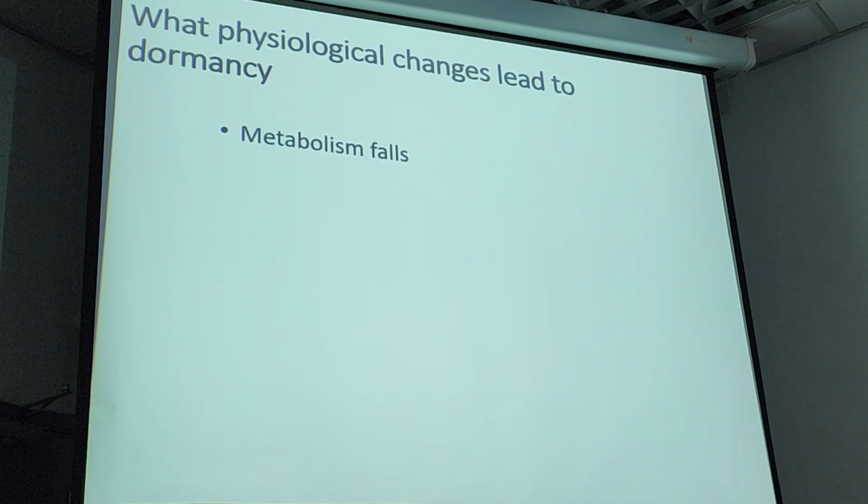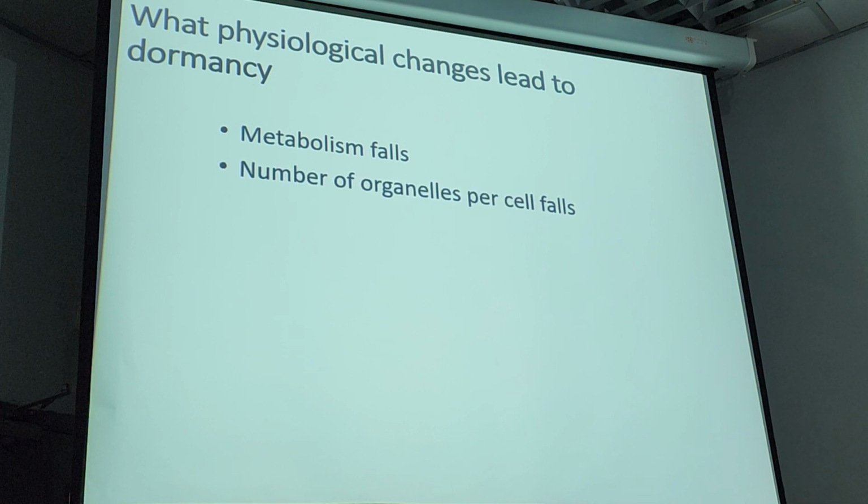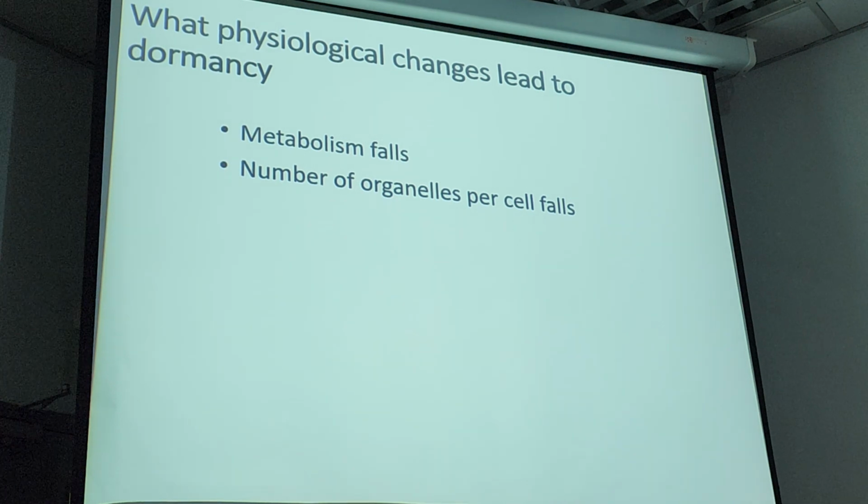Okay. So physiologically, what changes lead to dormancy? Metabolism falls, because there's a lack of oxygen there. The number of organelles per cell falls. Organelles such as chloroplasts and mitochondria fall because they get broken down, and then the food will be remobilized to feed the sleeping embryo.